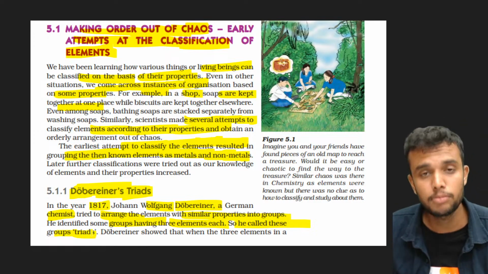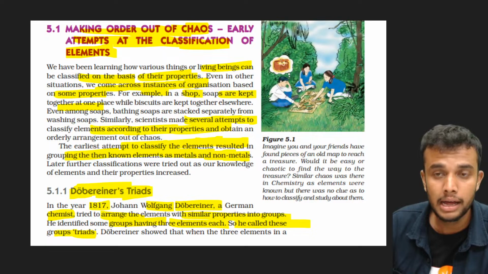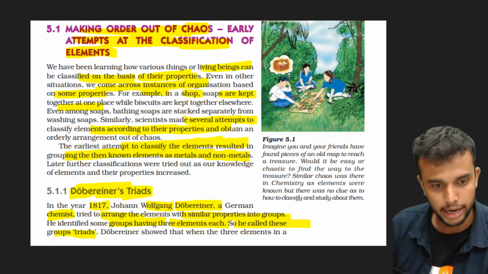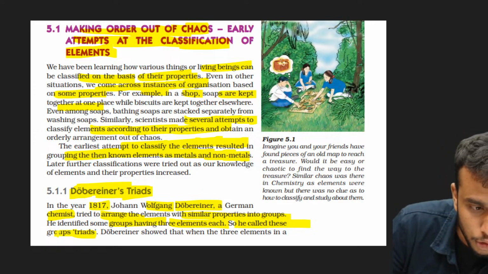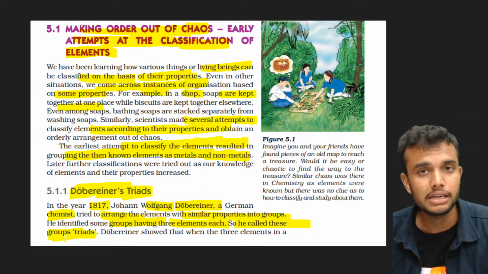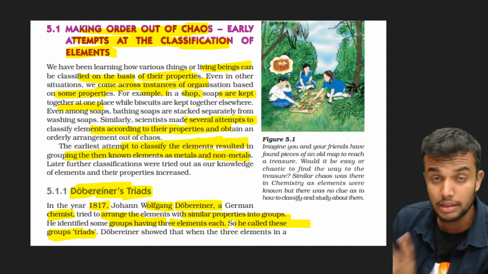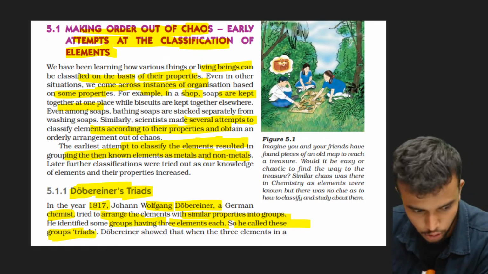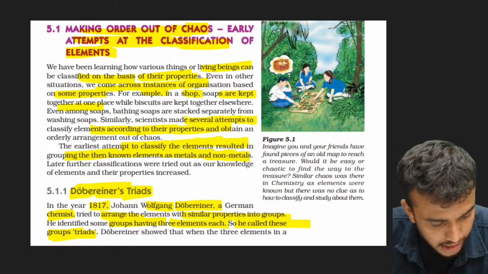He identified groups with 3 members, and these 3 have the same property. This 3-member group he called what? Triads. Very important question, students. Triad is the basic term. What is a triad? The arrangement of 3 elements in one group is called a triad. I hope it's clear, my dear students. Any doubts?